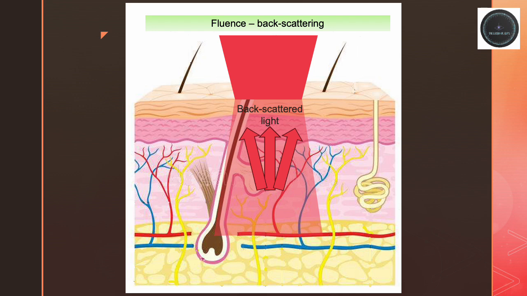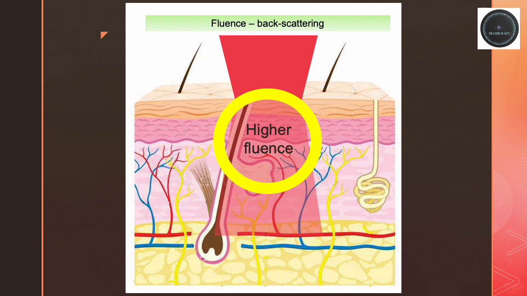Some of them will be heading sideways, some are scattered forward, but depending on the wavelength, the amount of backscattering can be significant. With some red wavelengths, you're looking at potentially 60% of the incident light is backscattered towards the surface. And what that means is that the fluence that's being backscattered towards the surface will meet the fluence which is still incoming or incident into the skin, and therefore you get an addition of these fluences, typically in the top part of the dermis and in the epidermis.